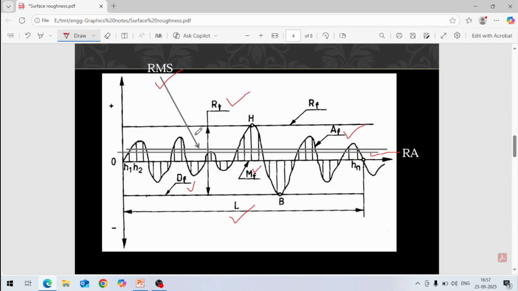This value is in microns basically. It may be 2-3 microns, 4 micron, 5 micron. How much is your surface, is it finish or rough, depends upon that. So this is the RMS value or RA value. How to check this RA value and RMS value, that we are going to discuss now.